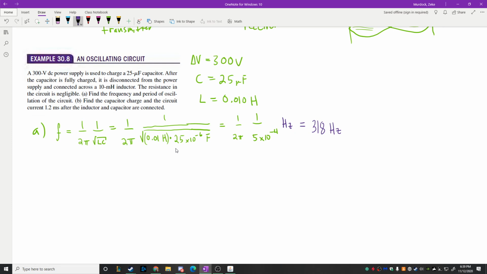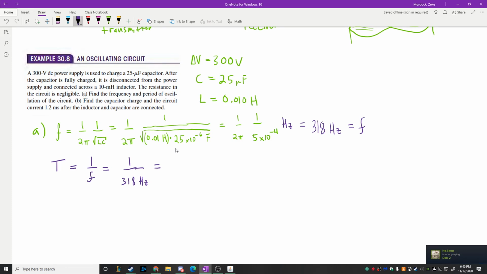It's 318, okay. All right. So that's going to be the frequency. To find the period is just 1 divided by the frequency. So 1 over that. What do you get if you do that?